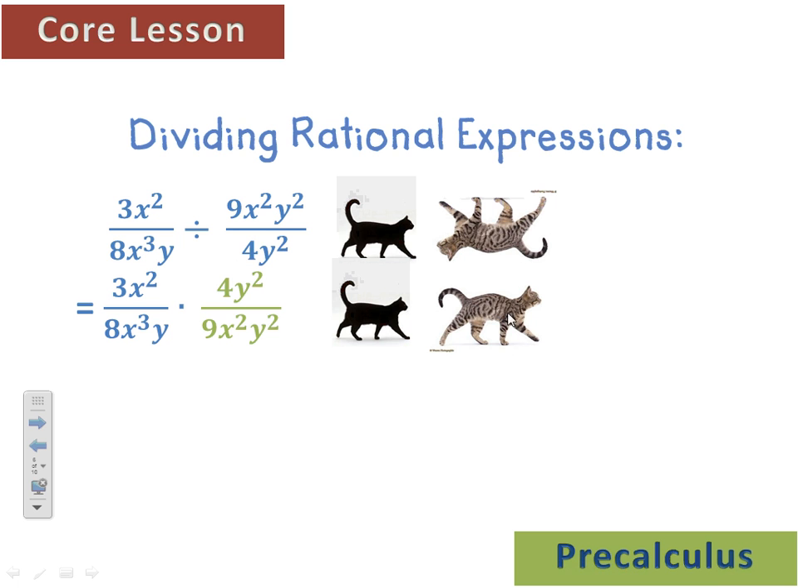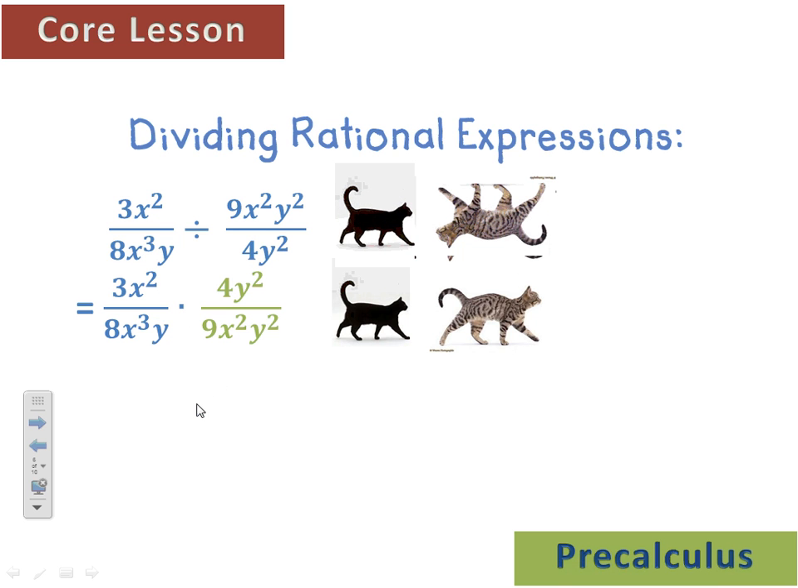So now they're both the right way. They're both walking right side up. Now that it's just multiplication, you work it out like before. You multiply straight across, and you get 12x squared y squared on top, 72x to the fifth y cubed.